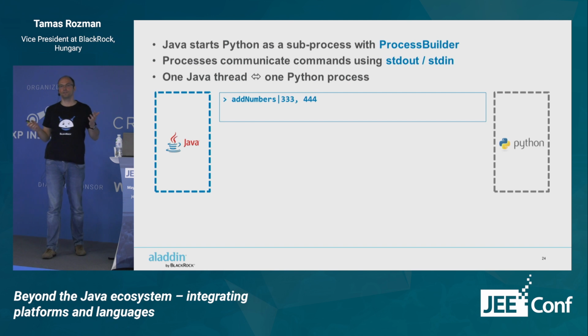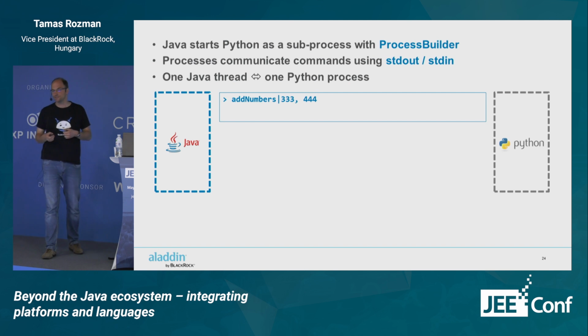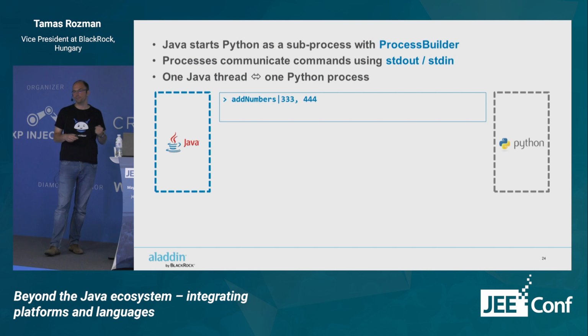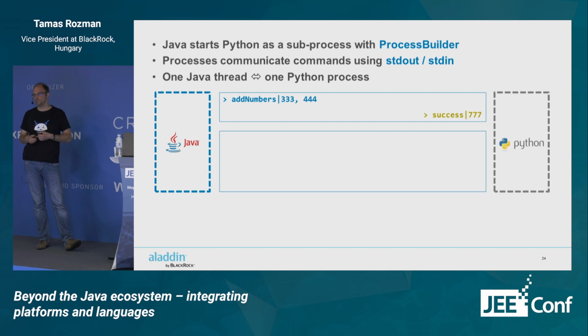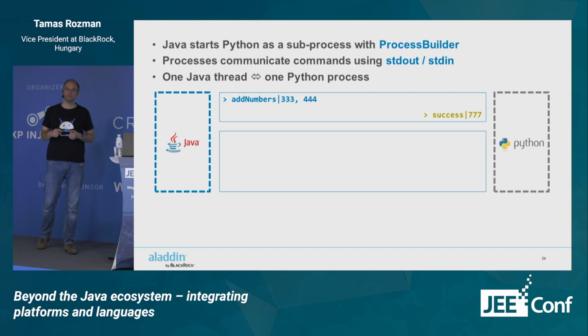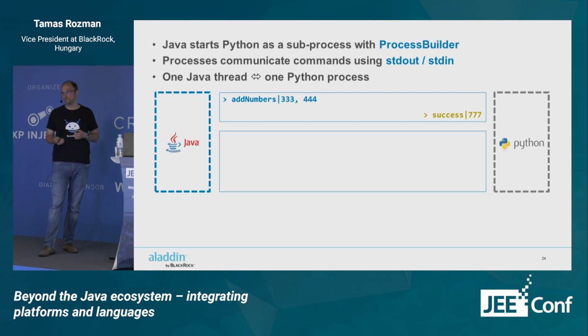Let's say I have a request handler which is add numbers, and it requires 2 numbers. This is what I would write on the standard input of Python. Python would parse it. It would check whether it has an add numbers request handler. Let's say it has, and it would add the numbers together. So it would say success, 333 plus 444 is 777. So this is a very simple example.